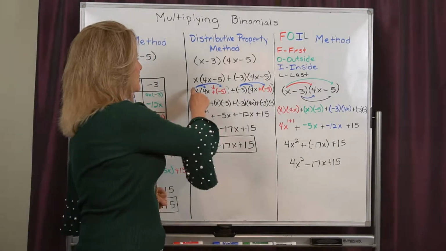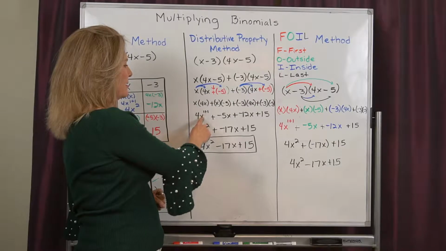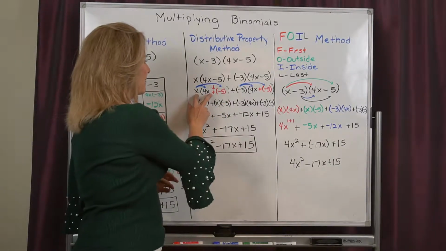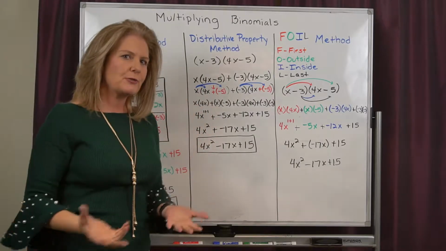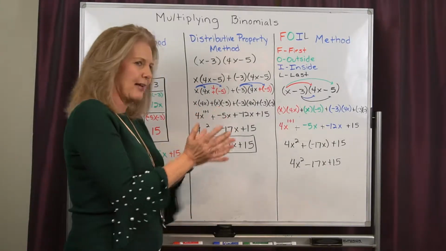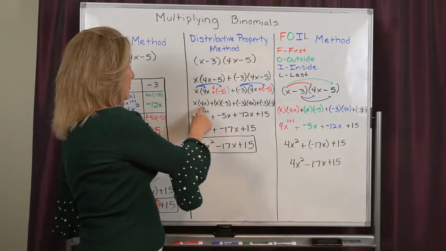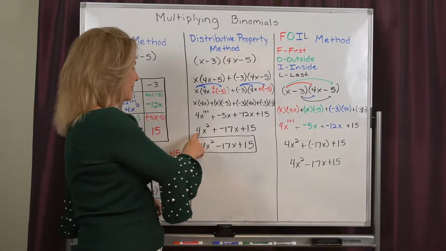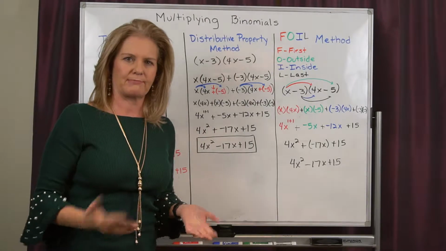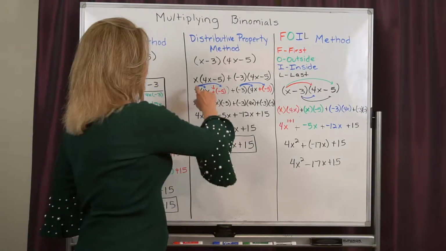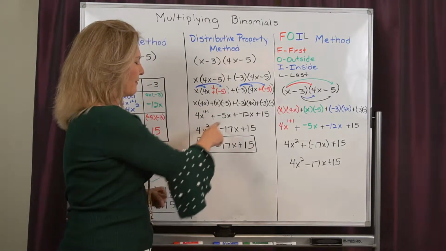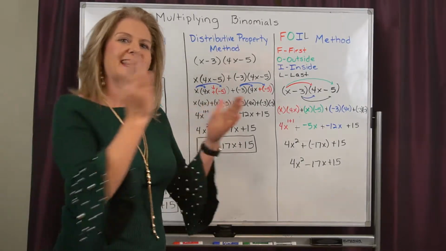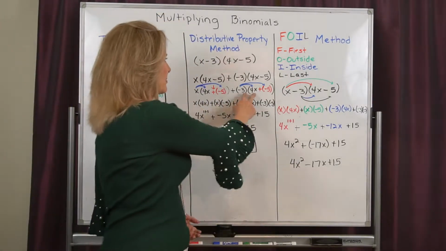So first I'm going to do x times 4x. Then I'm going to do x times negative 5. Now remember, if I have an x times an x, I have to use the exponents and add those together. So I have 4 by itself, x times x becomes x to the 1 plus 1, therefore I get 4x squared. I'm done with that. Then I do my x times my negative 5, which gives me negative 5x.